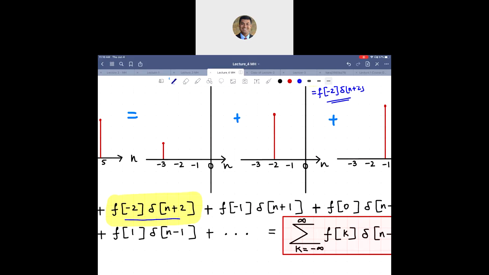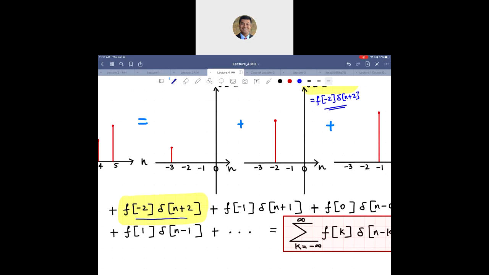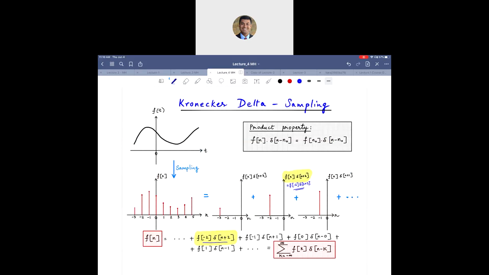Similarly, we do that for all the samples from negative infinity to infinity. So there is a continuation here of terms, there is a continuation here of terms. And all of that can be expressed as a summation using a summation sign where k goes from negative infinity to infinity, f of k delta of n minus k. Scaled and shifted unit impulses can be used to represent any arbitrary discrete time signal.